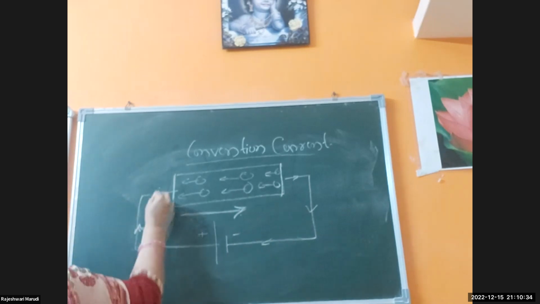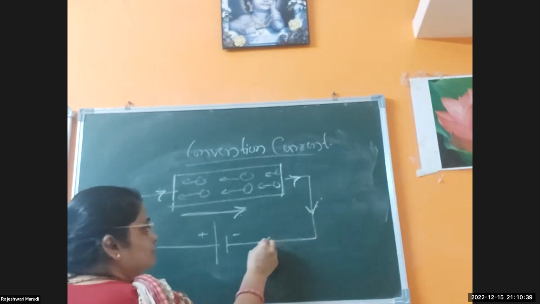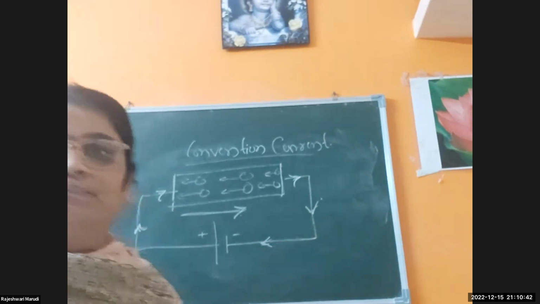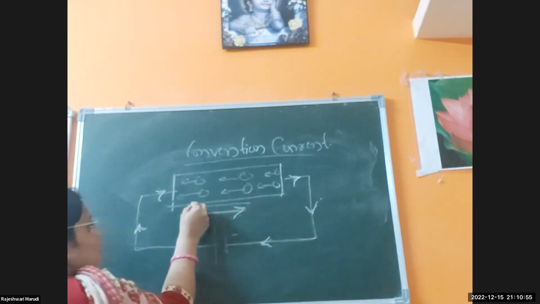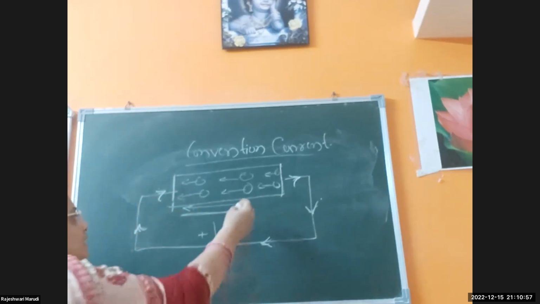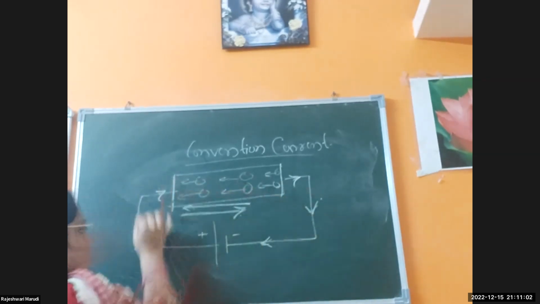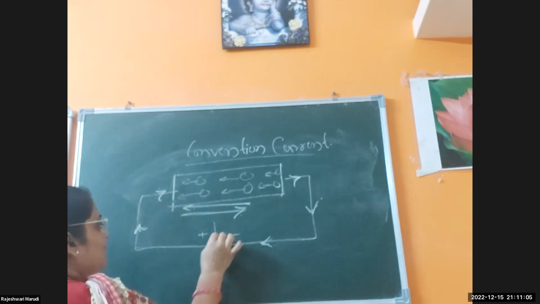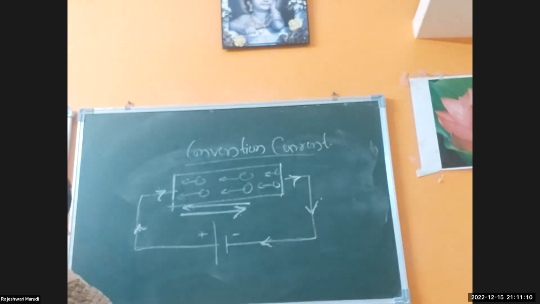See here, I have marked the arrow mark. Are you able to see the arrow mark here? Okay, then what is the direction of the electrons now? The direction of the electrons is from negative to positive. Here, the current is flowing in this direction, from the negative terminal to the positive terminal, whereas the conventional current direction is from positive to negative terminal.